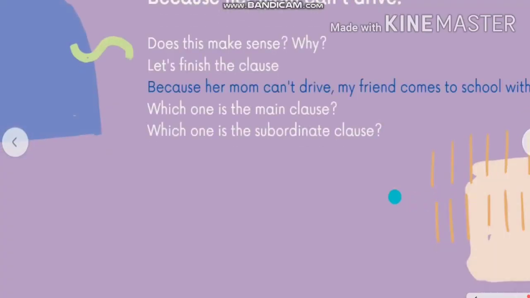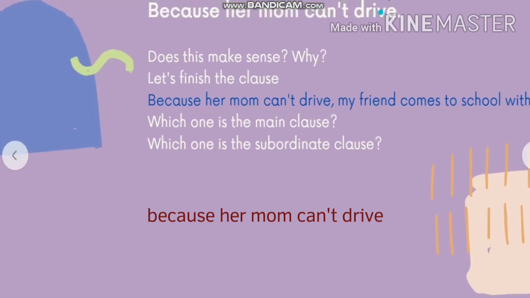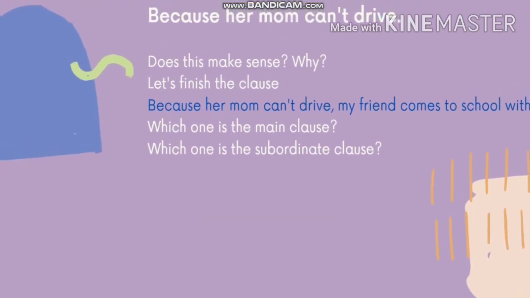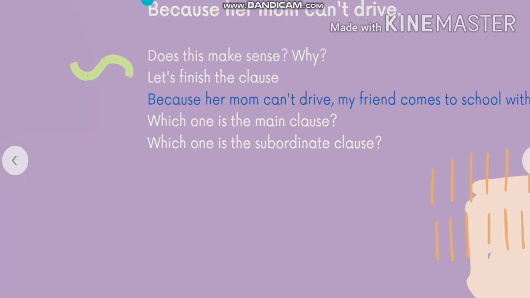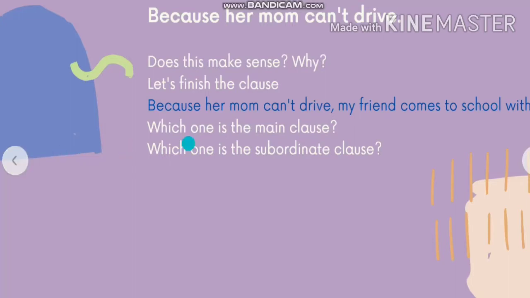Okay, let's take a look at the next clause. Because her mom can't drive. Alright. Does this make sense to you? Do you understand what it means? It's not easy to understand, because it cannot stand alone. So we have to finish the clause. Let's take a look at the complete one. Because her mom can't drive, my friend comes to school with us.